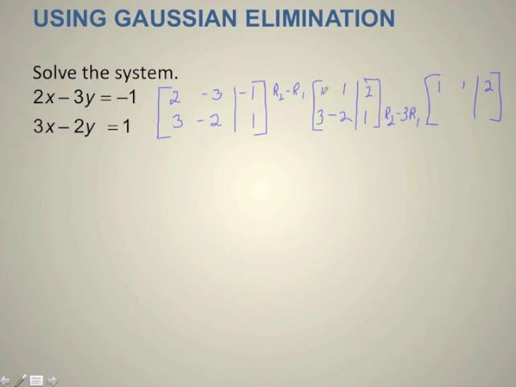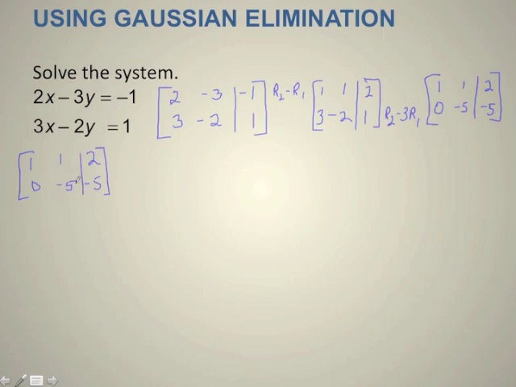Row 3 minus 3 times 1 will be 0. -2 minus 3 times 1 will be -5. And 1 minus 3 times 2 will also be -5. Again, I'm going to recopy just so we don't lose any steps. So all I'm doing for this step right here is recopying my matrix from the first row.